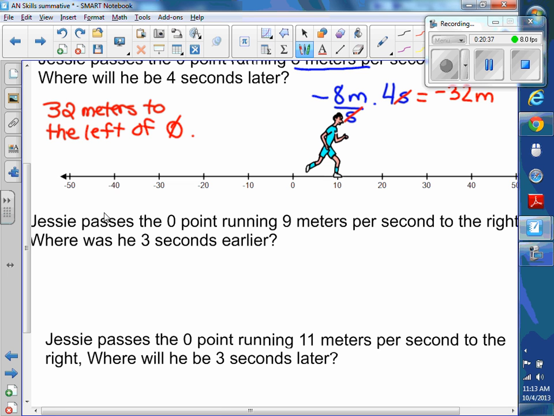He's running to the right, so it's positive. So is it a positive 9 meters because he's going to the right, or is it a negative 9 meters per second? Positive. Yeah, but we want to know where was he 3 seconds earlier, so you would times it by negative 3, because it's in the past, right? 3 seconds earlier is a negative. If I ask you a question like this, I will be looking for your negatives and positives to be in the right place. Okay, so negative 27, so what does that mean?